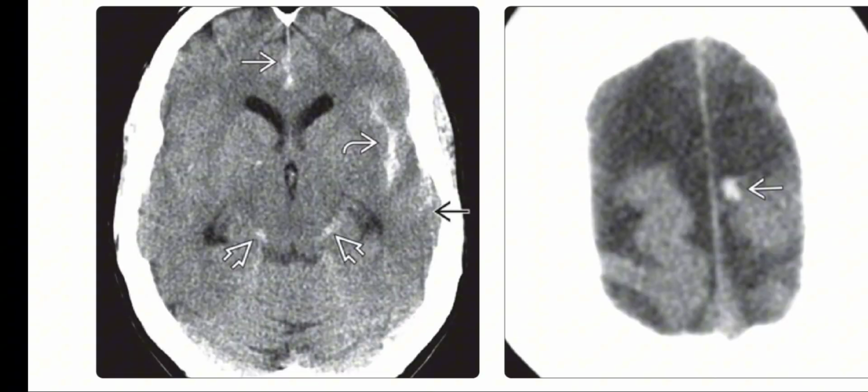Left is the axial non-enhanced CT scan, and it shows the hyperdense traumatic subarachnoid hemorrhage within the sulci, left sylvian fissure, and the ambient cisterns, and the interhemispheric fissure. Right is the non-enhanced axial CT scan, and it reveals a small collection of hyperdensity along a left frontal medial sulcus, which is representing the traumatic subarachnoid hemorrhage.